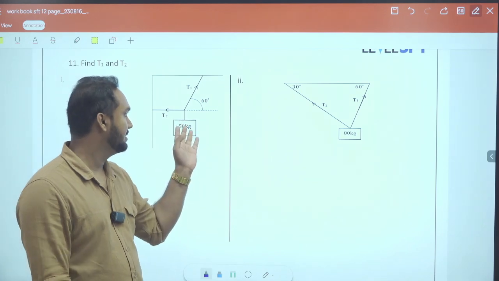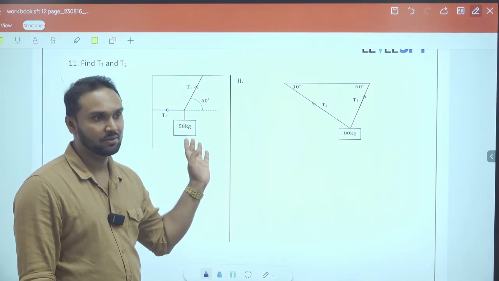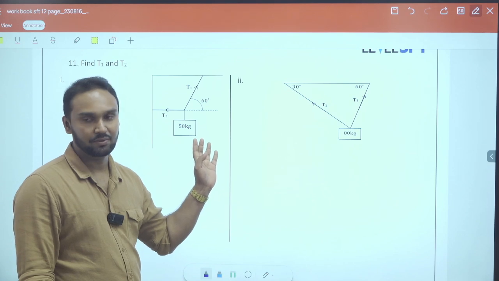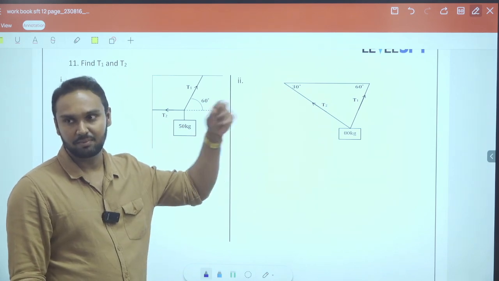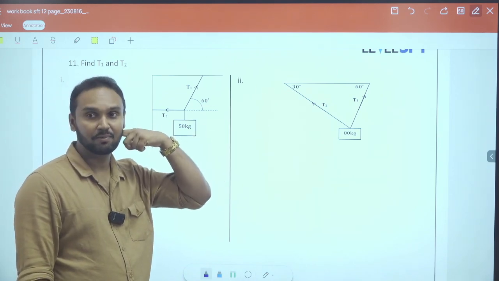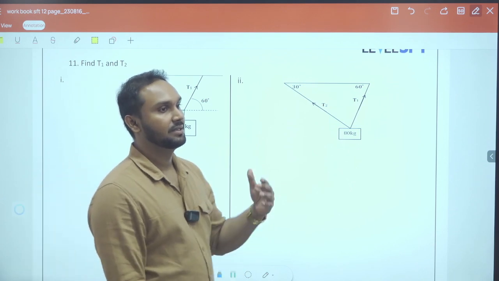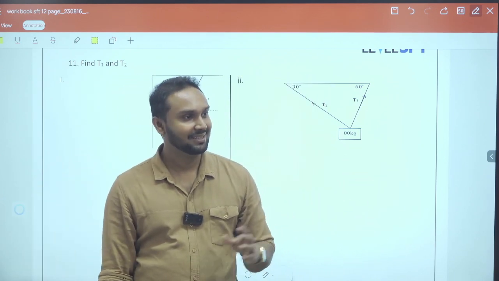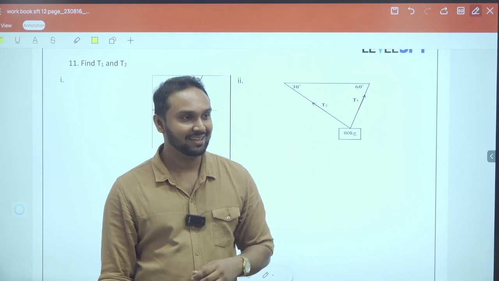These don't have any moments, so you don't have to consider the torque. You only have to consider the equilibrium of forces. So what is equilibrium of forces? Upward forces should be equal to downward forces, and the left-hand forces to the right-hand forces, right?